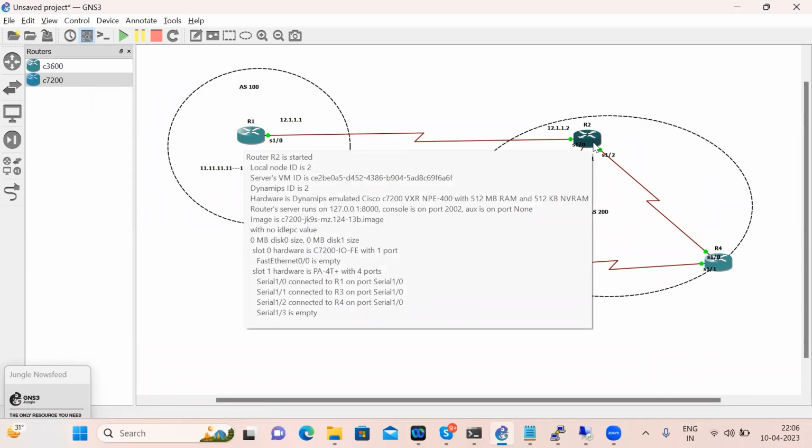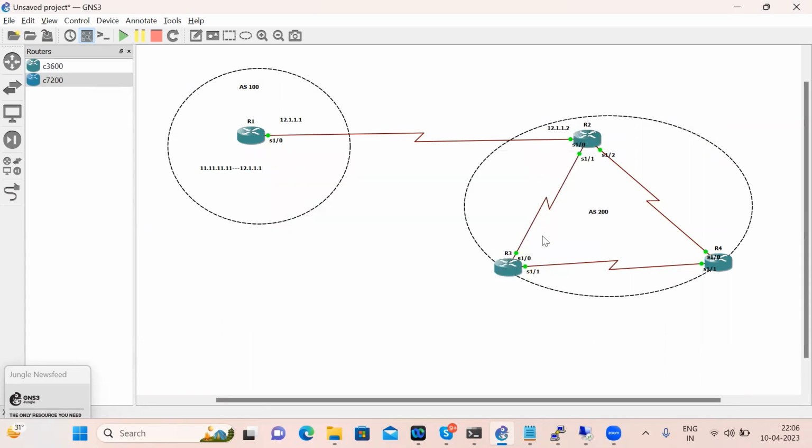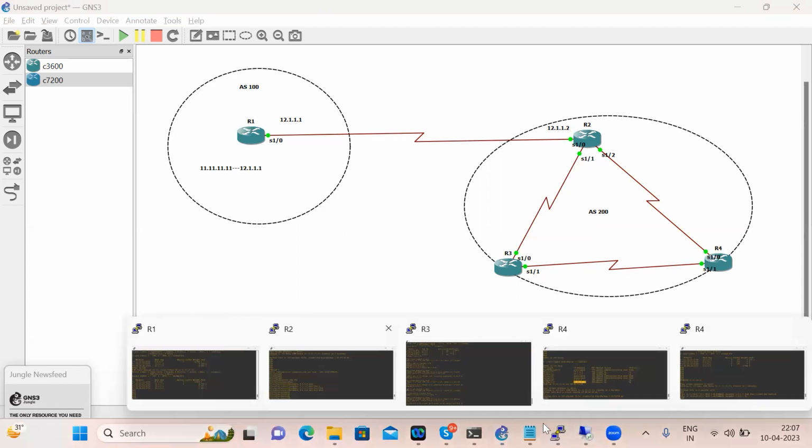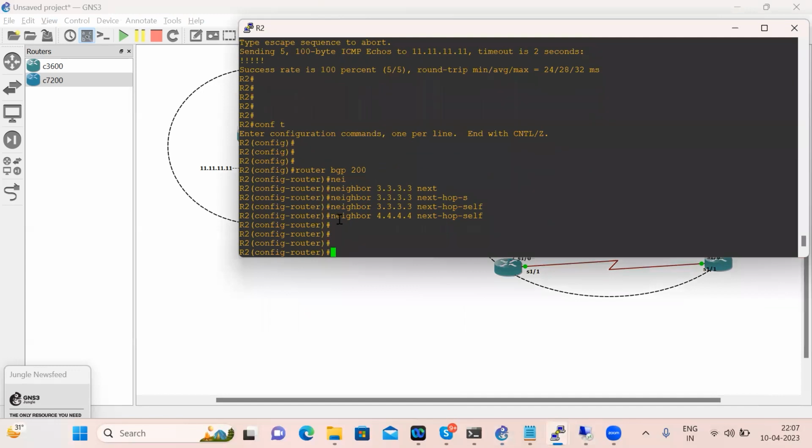And the default rule for eBGP to iBGP is what? Next hop unchanged. Whatever I get from the eBGP neighbor, I give it to the iBGP neighbor without making any changes. So on router 2, what I said is, while giving information to 3.3 and 4.4, always use your own address as the next hop IP address by using this command on router 2.